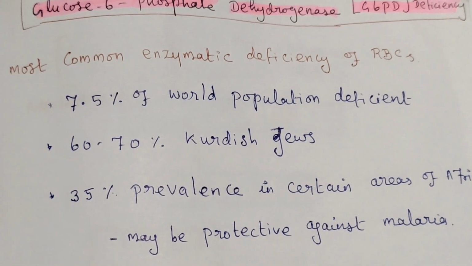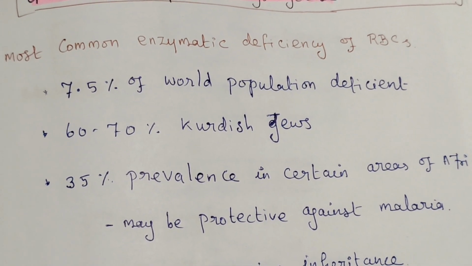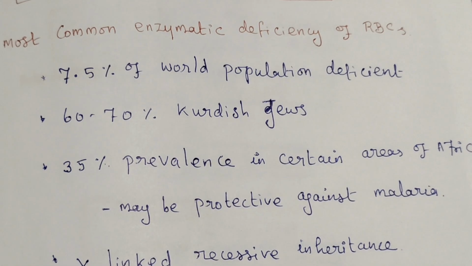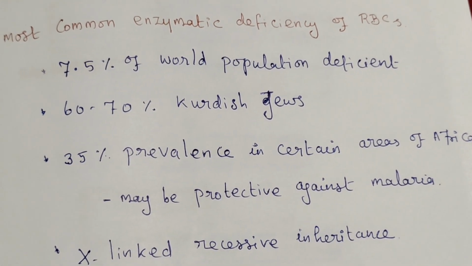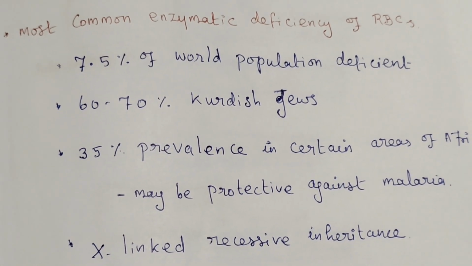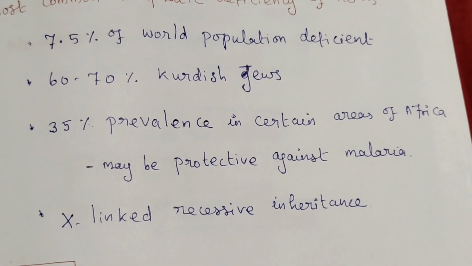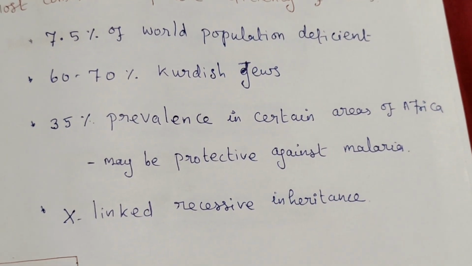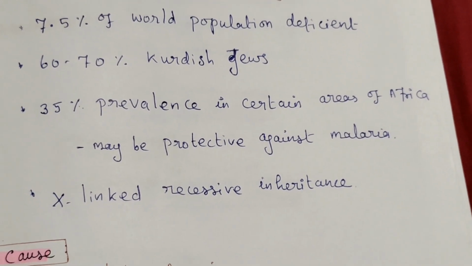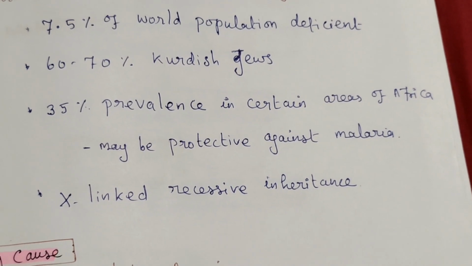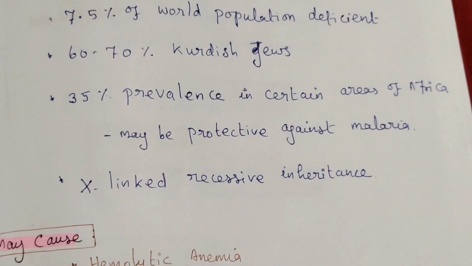For example, 60 to 70% of Kurdish Jews are deficient in glucose-6-phosphate dehydrogenase. In some parts of Africa, the prevalence is up to 35%, and it is believed that deficiency in this enzyme may be protective against malaria, and this condition is inherited in an X-linked recessive inheritance.